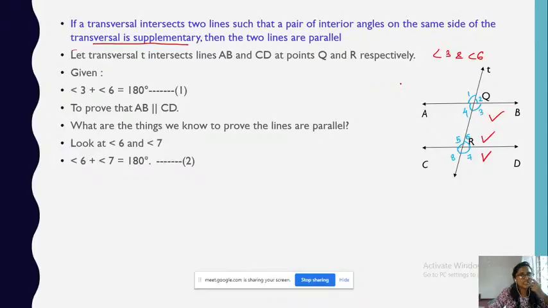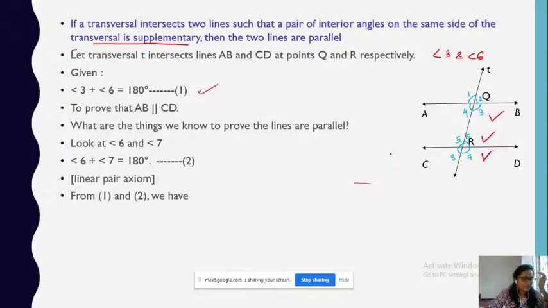So I have equation 1, which is angle 3 plus angle 6 is equal to 180 degree, and this is from the given part. And then the next thing I have is angle 6 plus angle 7 equal to 180 degree by the linear pair axiom. Consider this as a ray. So RD is a ray which is standing on T, and angle 6 and angle 7 are adjacent angles. So if this ray is standing on this line, hence angle 6 plus angle 7 is 180 degree. And now from 1 and 2, what can we say?